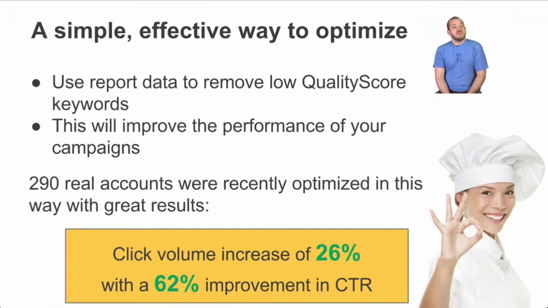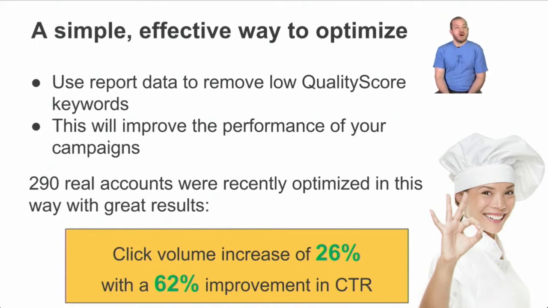So a simple but very effective way to optimize: you can use the report data to remove low quality score keywords. This will improve the performance of your campaigns. This is a very simple optimization algorithm where you can just take a look at what you've got serving already, order your current campaigns and keywords by the quality score that they're receiving in AdWords, and pick, say, the top 75% and drop the bottom 25% in terms of quality score. A simple optimization technique like this, applied on a regular basis, say once per month, can have very fantastic results when compared to not doing something like this on a regular basis.